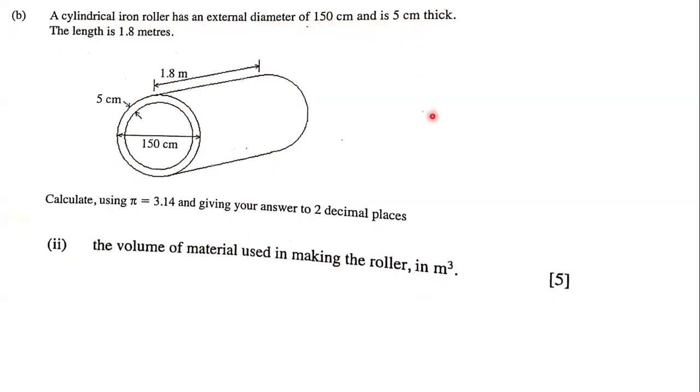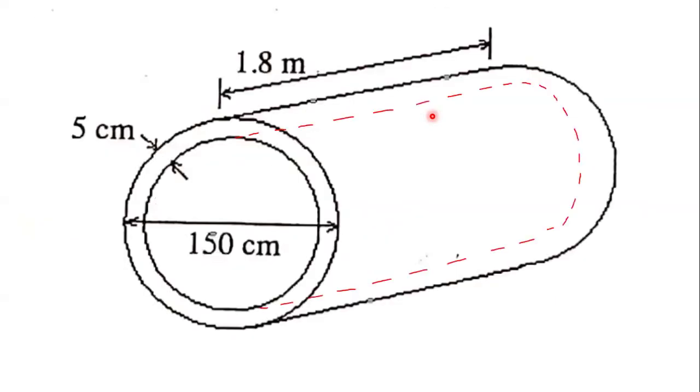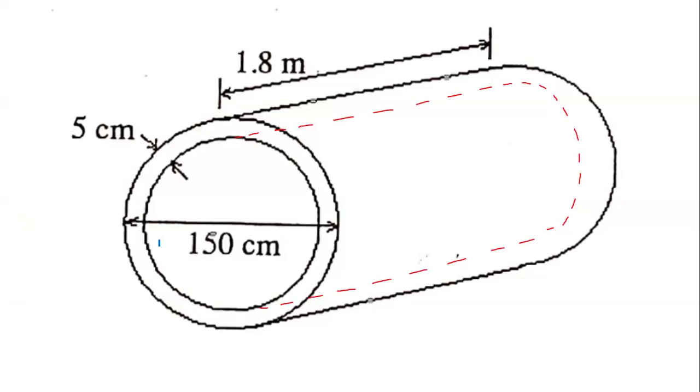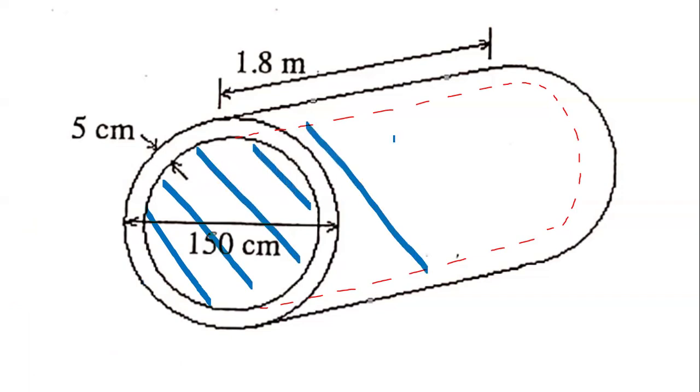So in order to figure out the volume of the material used in making the ruler, we're going to figure out what is the volume of this. We're going to figure out the volume of the smaller cylinder, like, what is the volume of this particular cylinder?